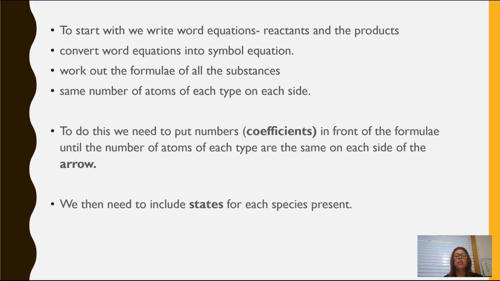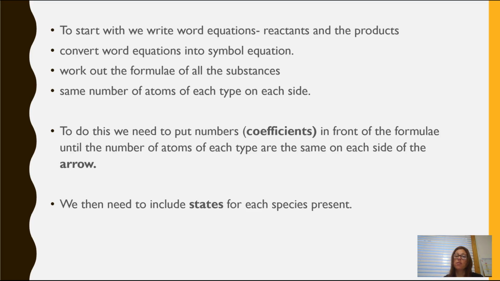So then we need to look at the atoms and make sure that we have the same number of atoms of each element on each side of the equation. To do this, we have to put a coefficient in front of the formula that we have. You will have heard of the word coefficient in your mathematics when you are looking at algebraic equations. So again, we put the coefficient in the front.